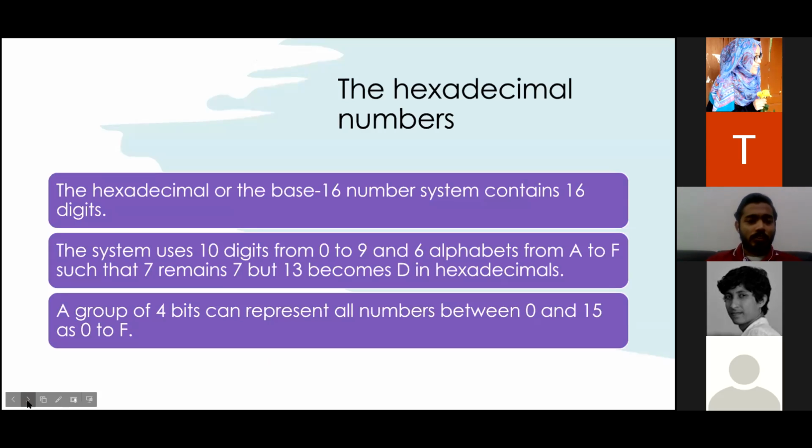So basically, the hexadecimal or base 16 number system contains 16 digits. The system uses 10 digits from 0 to 9 and 6 alphabets from A to F, such that 7 remains 7, but 13 becomes D in hexadecimal. A group of 4 bits can represent all numbers between 0 and 15, that is 0 to F.